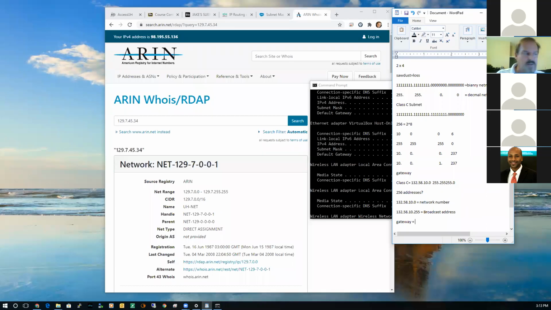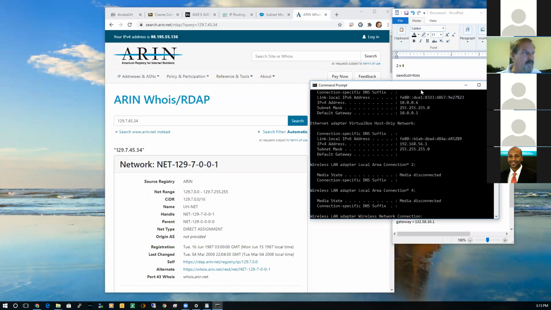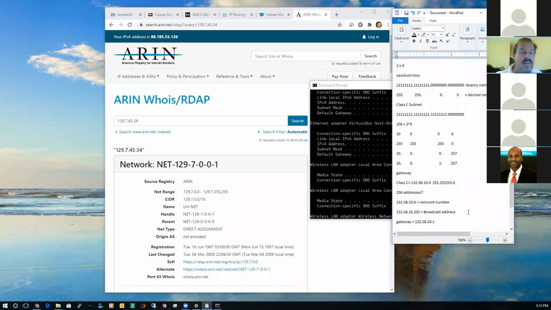Typically, not always, but typically, it's got to live within that range, 58.10. We usually put it at the very first available number, which is 1. That's why in my real world example here, my gateway's at 10.0.0.1. Now it could have been at 2, 10, 50, 200, 254. It can be anywhere in that range. But if you have control over your gateway number, I don't recommend logging into your gateway and making it a random number within the range.